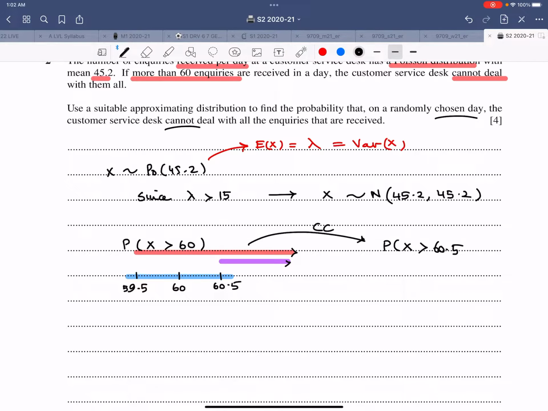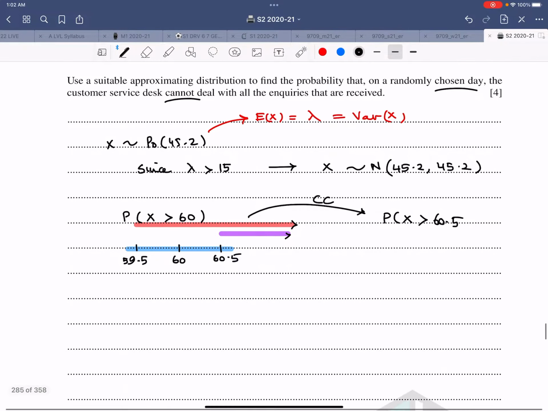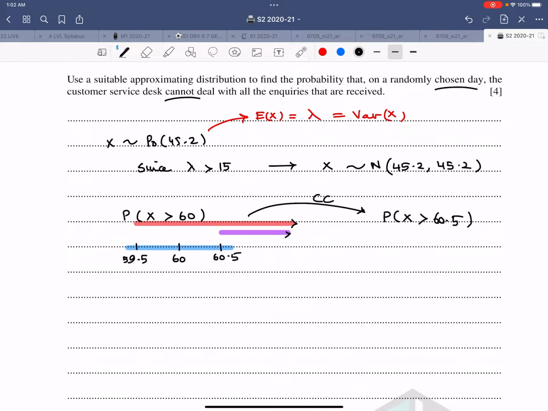So when we do X greater than 60.5, it's back to the basics. That is probability Z is greater than (60.5 minus 45.2) divided by the square root of 45.2, and then knowledge of S1 is assumed. Whenever we do the working, this knowledge of S1 is assumed. That means you're back to the basics of reading the table.